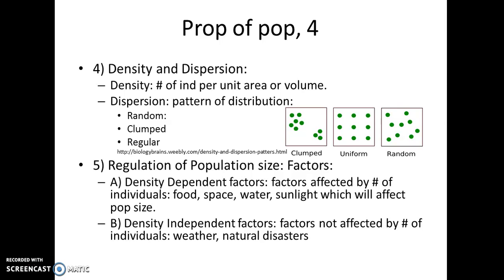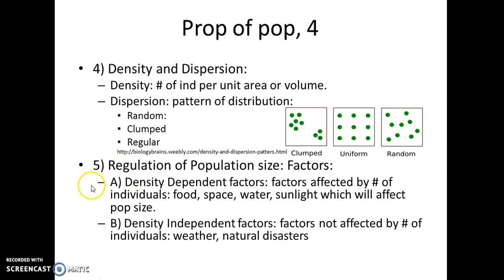Density and dispersion. Density is equal to the number of individuals per unit area or volume. Don't forget volume. And dispersion is the pattern of distribution. Now we can have random, clumped, or regular. Random individuals are just randomly dispersed. Uniform, and then clumped. Now clumped populations are usually around rivers or oceans, port cities, for example.